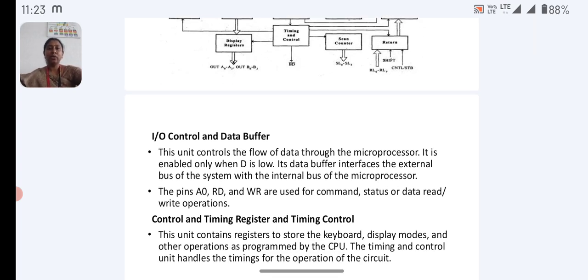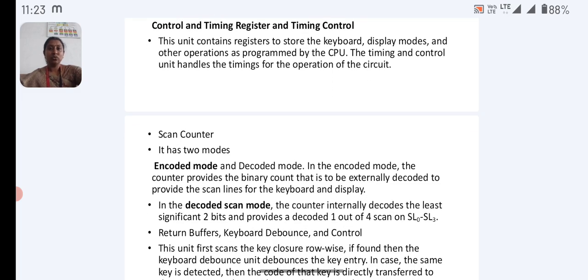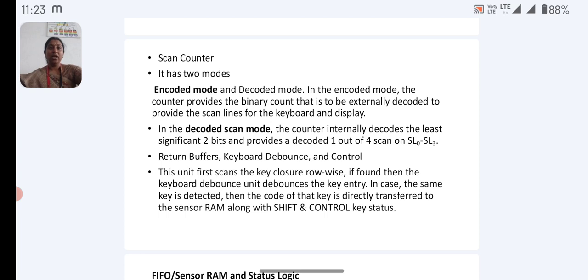This unit controls the flow of data through the microprocessor. A control and timing register is mainly used to store the keyboard and display modes and other operations as programmed by the CPU. The scan counter has two modes, that is encoded mode and decoded mode. In encoded mode, the counter provides the binary count that is to be externally decoded to provide the scan lines for the keyboard and the display. In the decoded scan mode, the counter internally decodes the last two LSB bits and provides a decoded 1 out of 4 scan, that is scan lines SL0 to SL3.